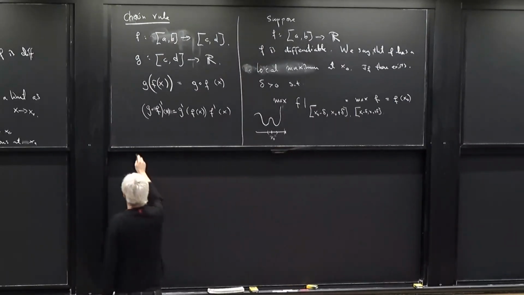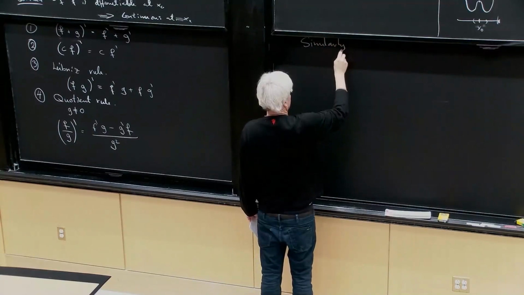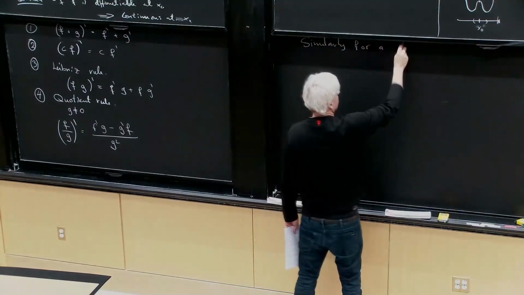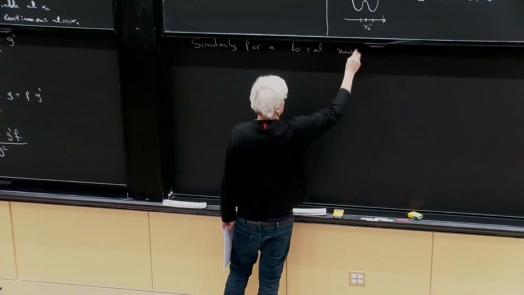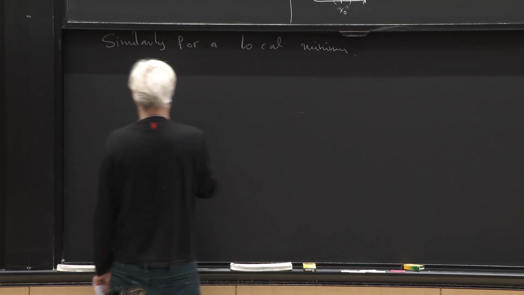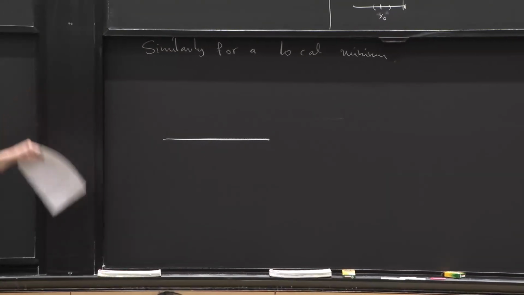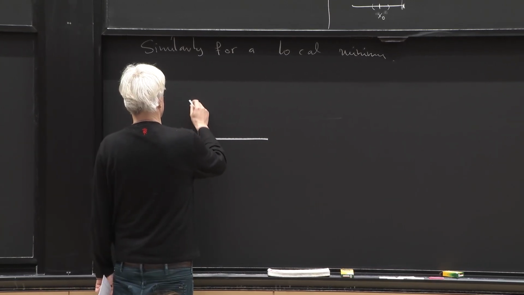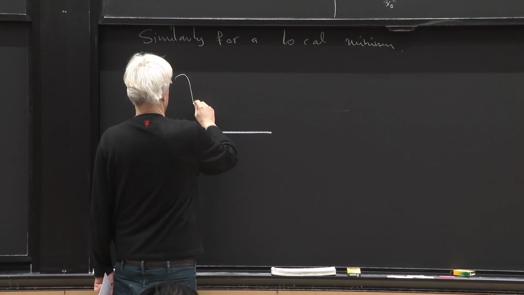And then similarly, for a local minimum, I'll just draw a picture, because the definition is kind of obvious. It's the same, right? You take a function here, and the function maybe could look like this.